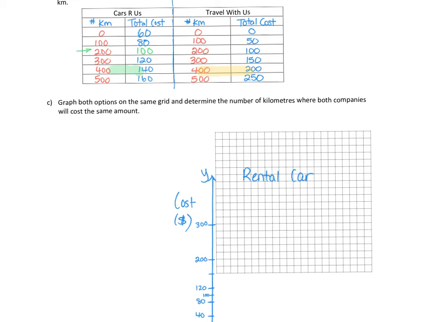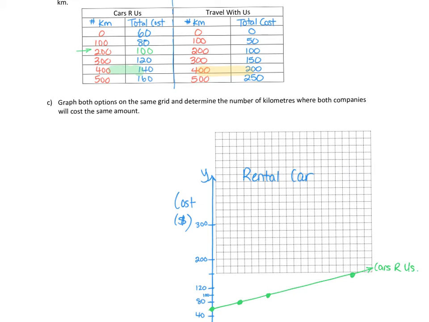I'm going to do that in green. Okay, my first point is (0, 60). My next point is (100, 80). Okay, my next point is (200, 100). And then I'm going to jump all the way to my last point because that's enough. I've got (500, 160). And it should, remember, make a perfect straight line. If I grab my ruler here, we have a perfect straight line. Okay, so that's Cars R Us. You want to label it or color code it.